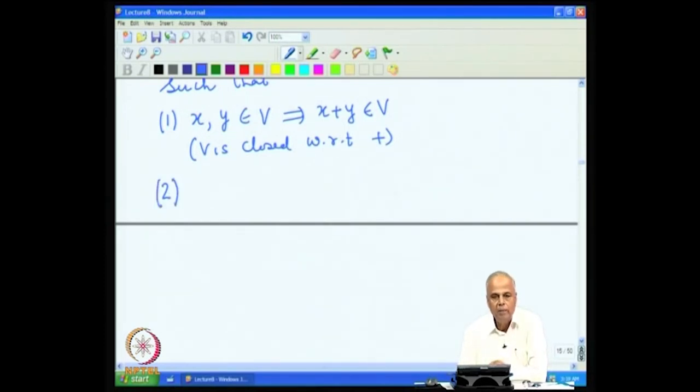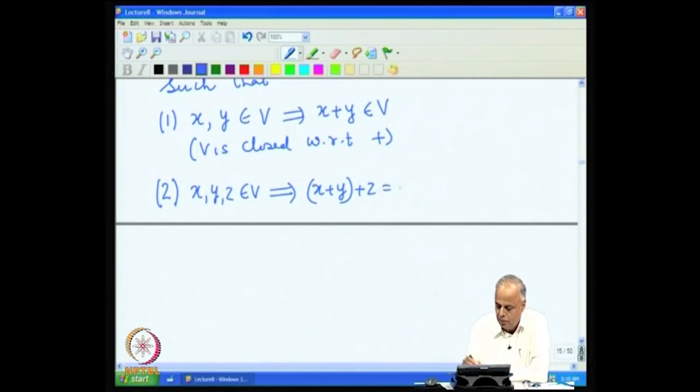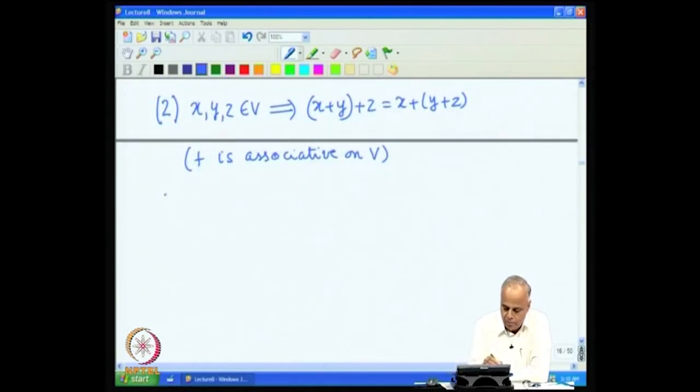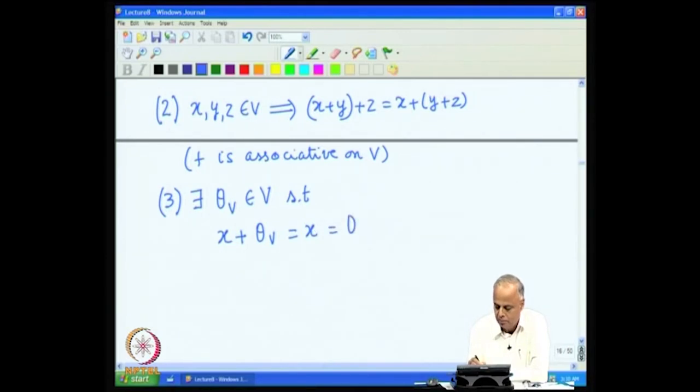Then plus on R^k was associative, and that is what we are going to demand. x, y, z belonging to V implies (x plus y) plus z is equal to x plus (y plus z), that is, plus is associative on V. This is called the addition on V. The addition on V is associative. Next, we had the role of 0 in the real numbers, theta_k in R^k. Now we want theta_V. There exists an element theta_V in V such that, when it combines with any element, it produces the same element. That is the role of theta_V.